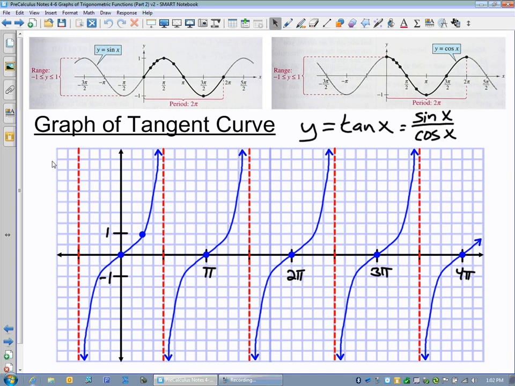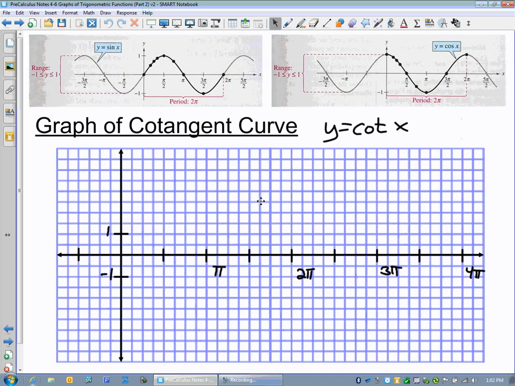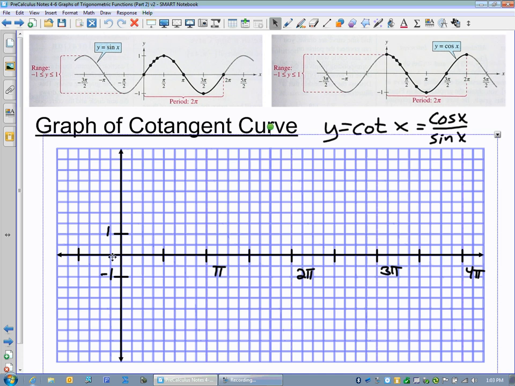Let's take a look at our cotangent. And we're going to approach that the exact same way. Cotangent is made up of cosine and sine. As a matter of fact, it is cosine divided by sine. So we're going to start with the same grid here, and the same analysis. We first look for asymptotes. Where does sine equal 0? Well, sine equals 0 at 0, pi, 2 pi, etc. So we know the y-axis is going to be an asymptote.